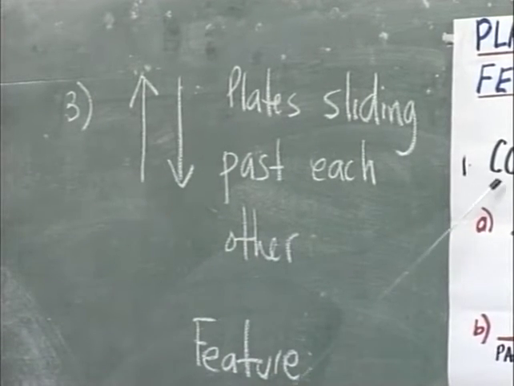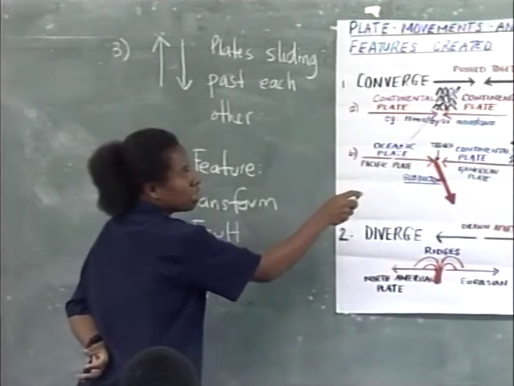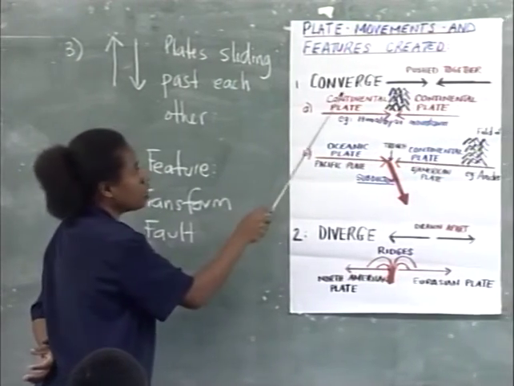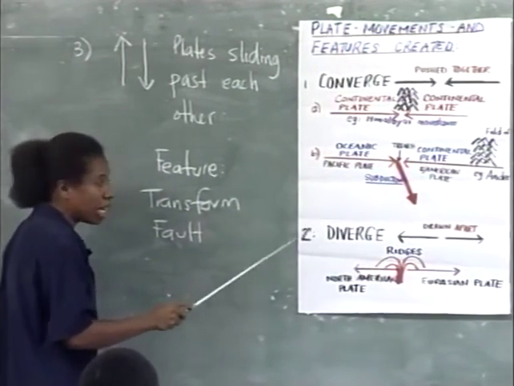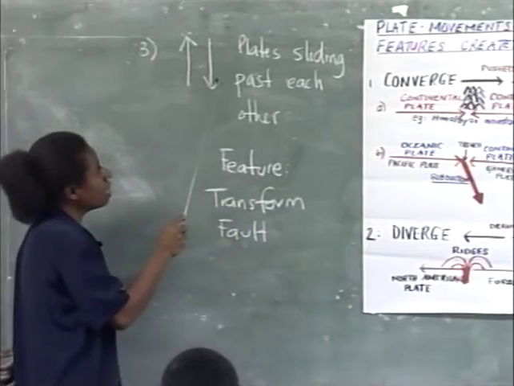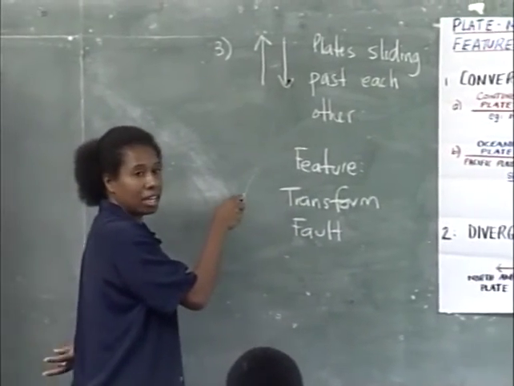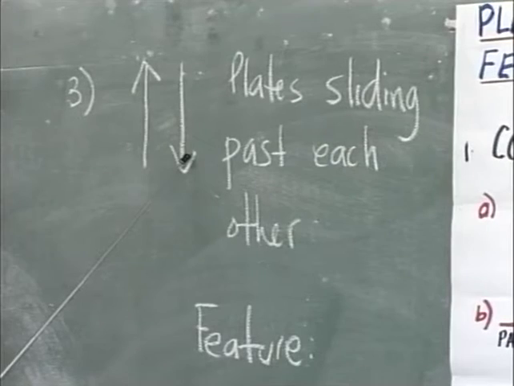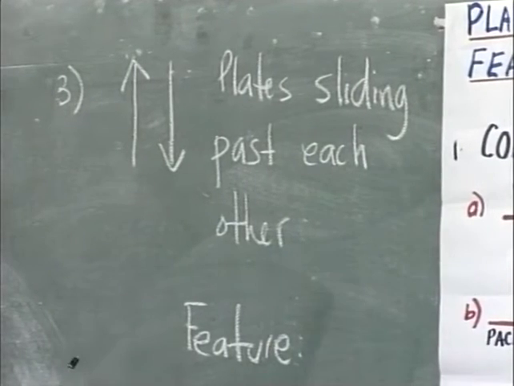For the first movement, plates pushing towards each other, that's convergence. The second movement, plates moving away from each other. And the third movement is that of plates sliding past each other. So those are the three movements that plates would usually do.